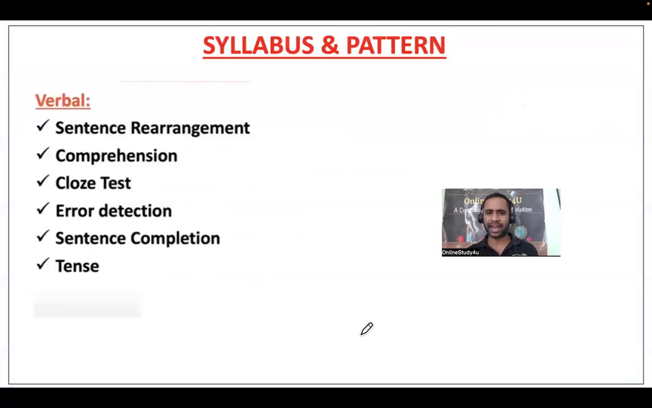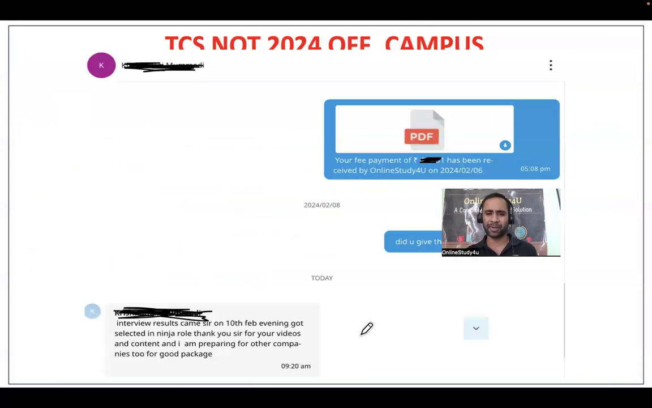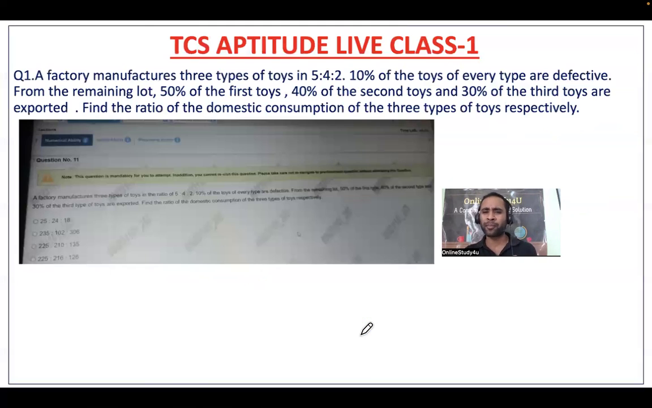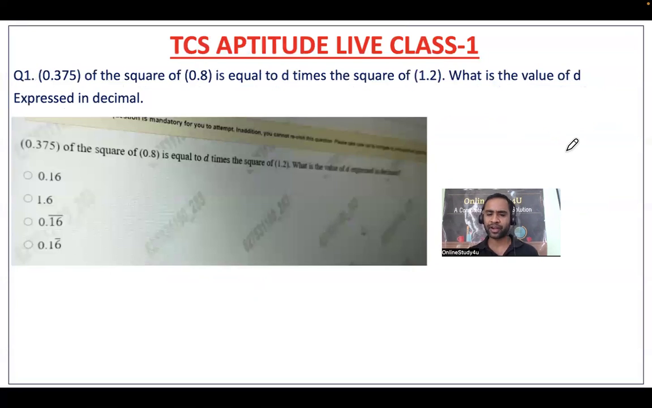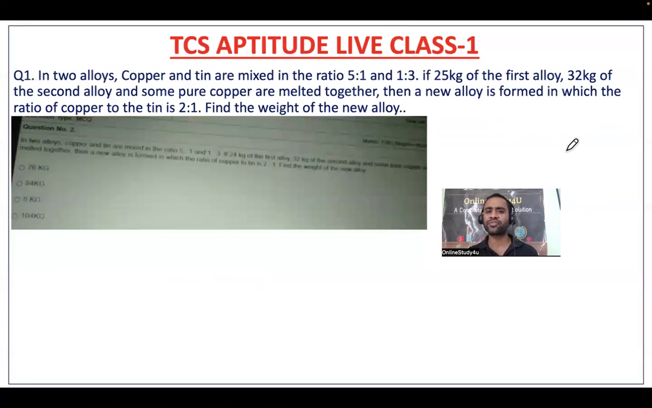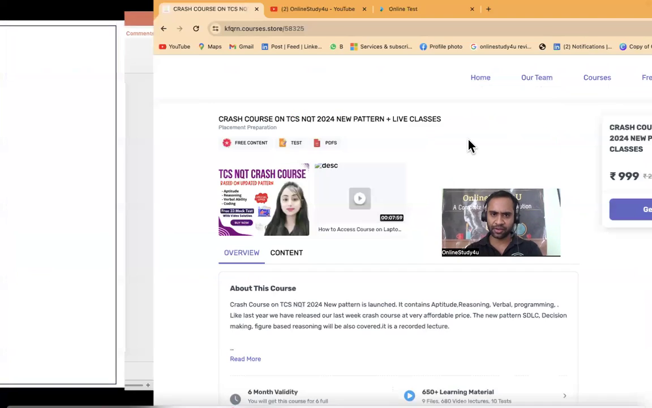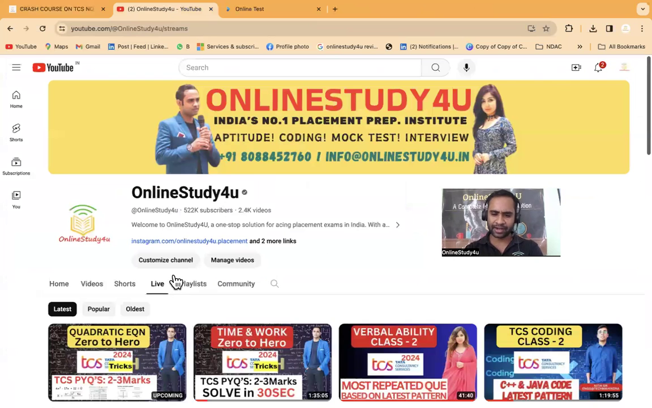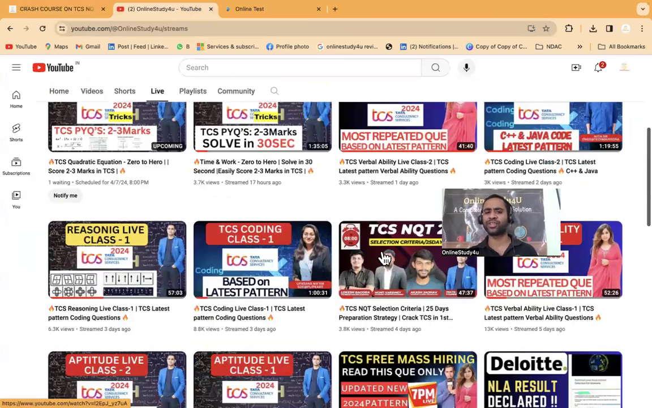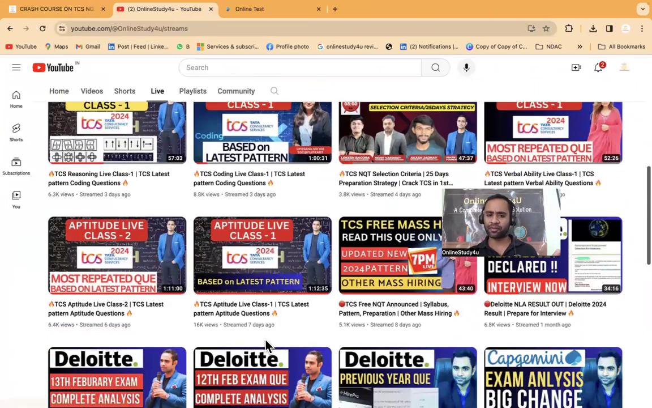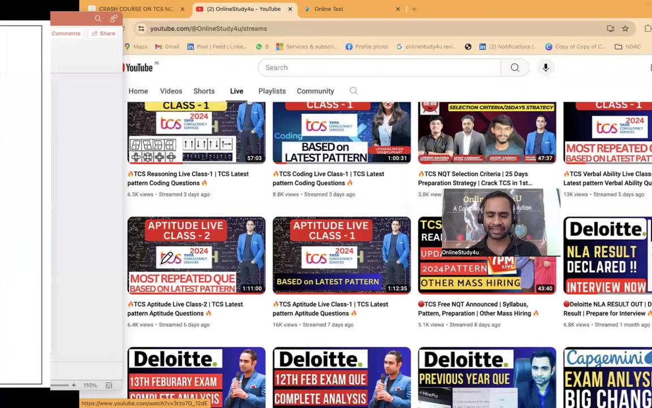Friends, many of the students are solving simple problems. That kind of problems will not come in the TCS exam. Questions like this are the level of the TCS exam, right? If you solve this kind of questions, then you will realize, see, this I have already done in the live classes. If you go to live classes, any live class you see, we have solved aptitude class 1, aptitude class 2. These are the type of questions which come in the exam.